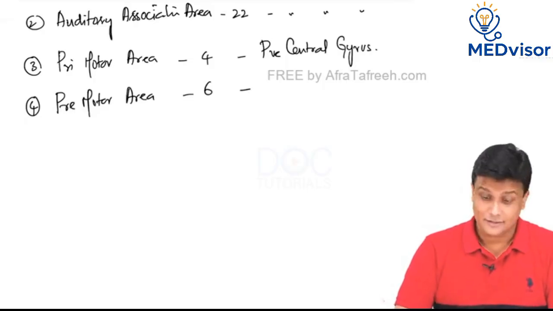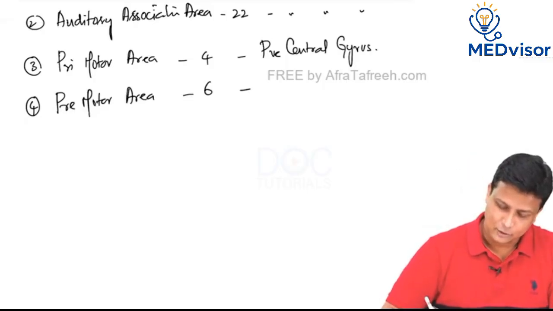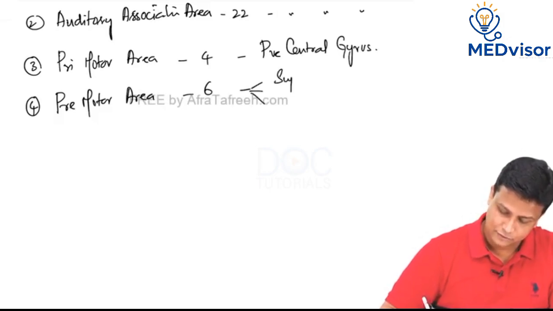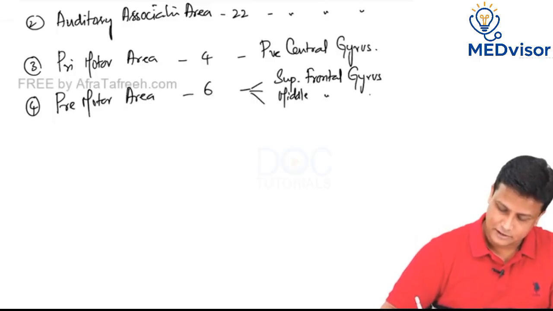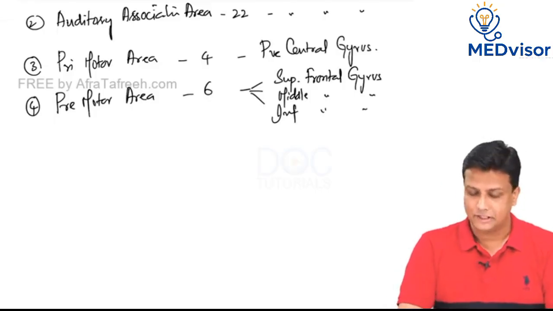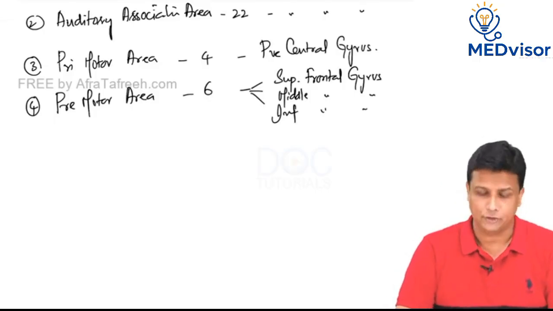Now where is it located? This is something interesting. Remember, it is located in all 3 frontal gyri. Superior frontal gyrus, not only superior, even the middle frontal gyrus, and then even the inferior frontal gyrus, guys. So superior, middle and inferior frontal gyrus, only in the posterior part of that one.